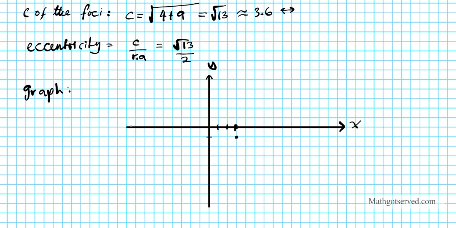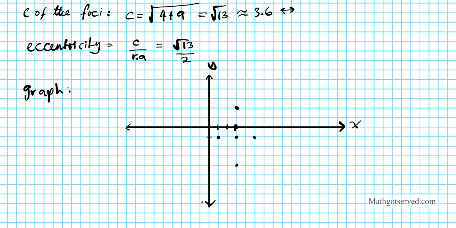Now let's graph the midpoints of the sides of the central box. We're going to go up and down 3 units, so 1, 2, 3, and then down 1, 2, 3, and then side to side 2, so 1, 2, and then 1, 2. There you have it.